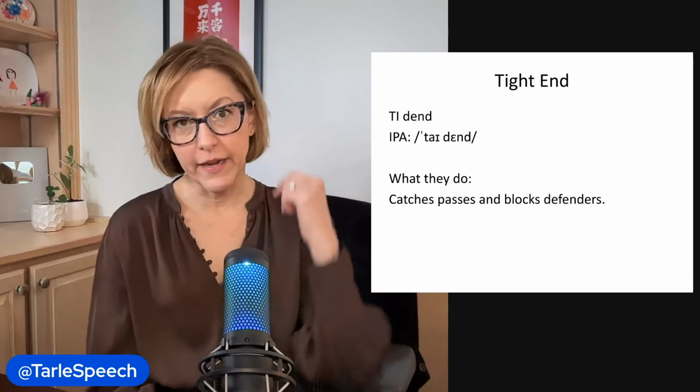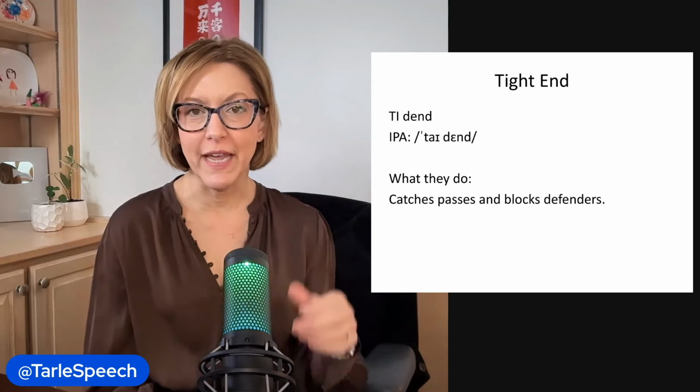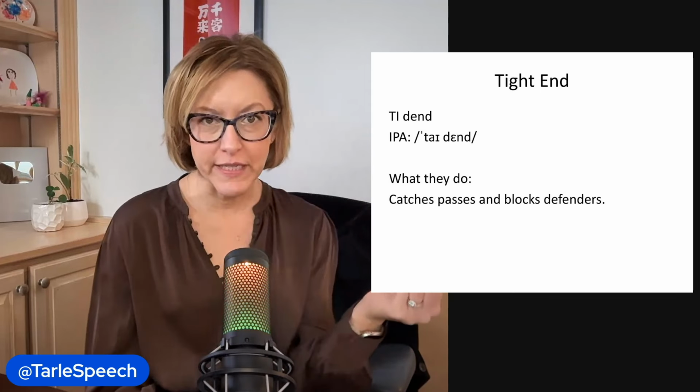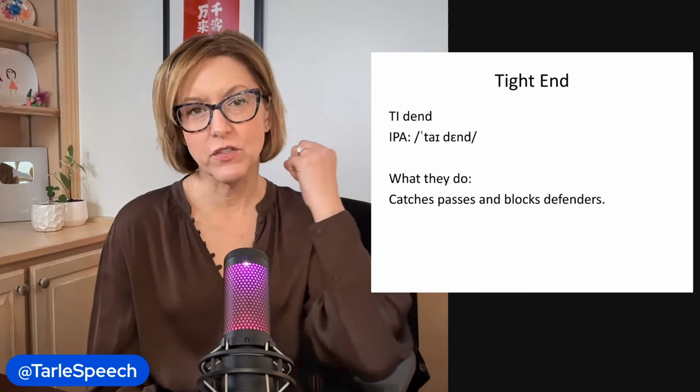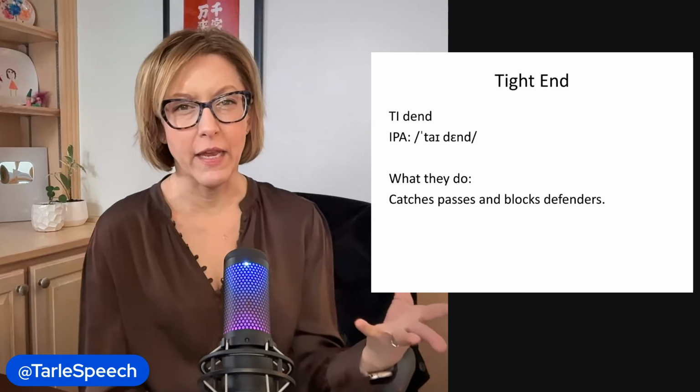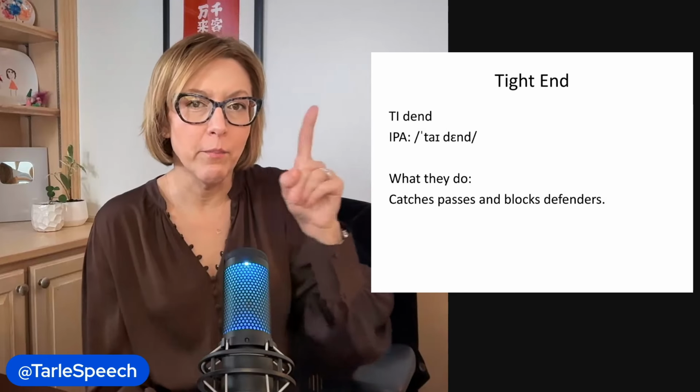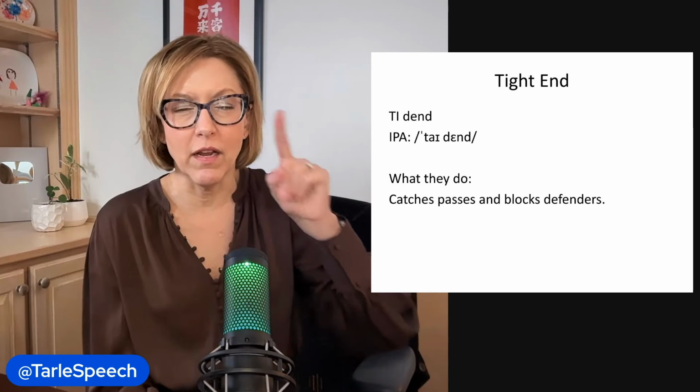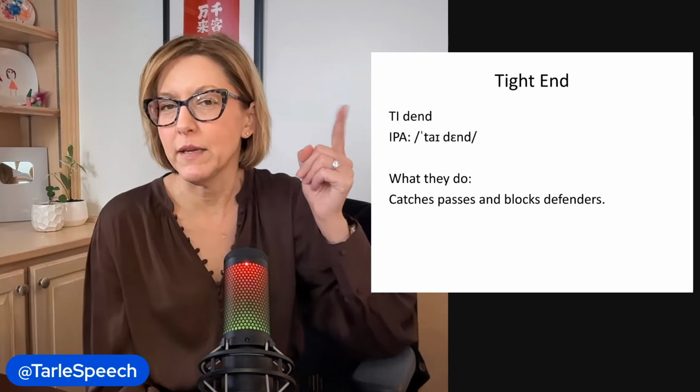So for tight end, you might hear people say tight with an unreleased T. And that means that the air is not popping out at the end, but we're marking the T by kind of keeping the tongue in the spot where we would usually make a T, tight.